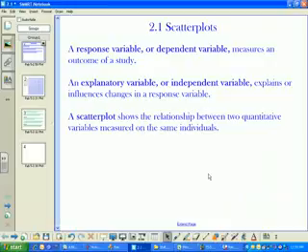So, for instance, if we were talking about the height and weight of somebody, we could say, well, our height dictates our weight, or it influences our weight. If we're making that statement, then our height would be the independent variable or the explanatory variable, and our weight would be the dependent variable or the response variable. We will always plot the explanatory variable on the x-axis.